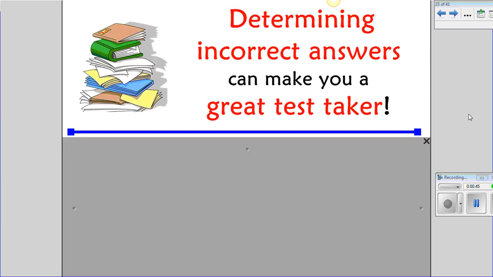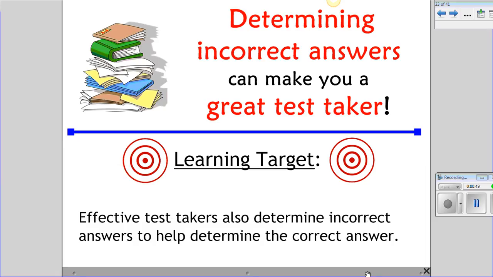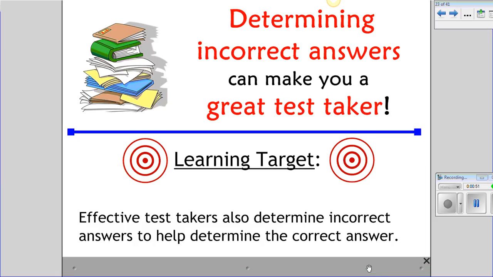Determining incorrect answers can make you a great test taker. Here is our learning target. Effective test takers also determine incorrect answers to help determine the correct answers.